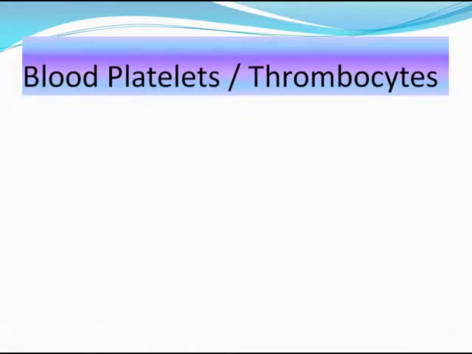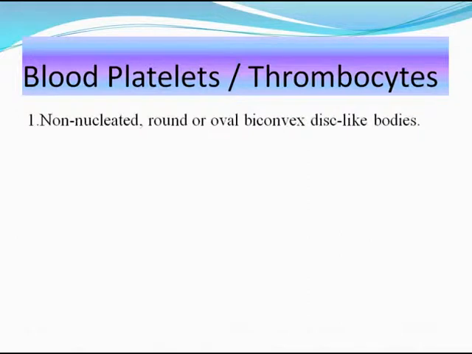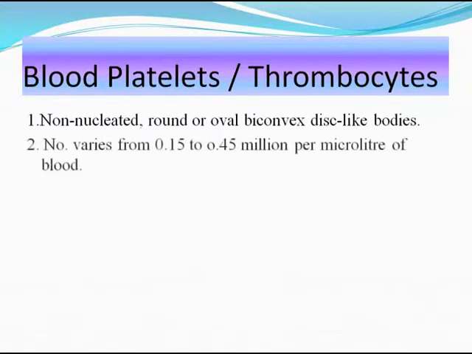Now, blood platelets or thrombocytes. Blood platelets are the second component of blood. We also call them thrombocytes. Characteristics of blood platelets: they are round or oval, biconvex, non-nucleated disc-like bodies. Blood platelets are fewer than RBCs and more than WBCs in number. Their number varies from 0.15 to 0.45 million per microliter of blood.